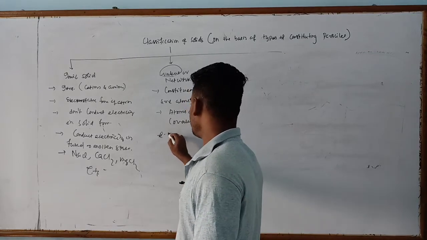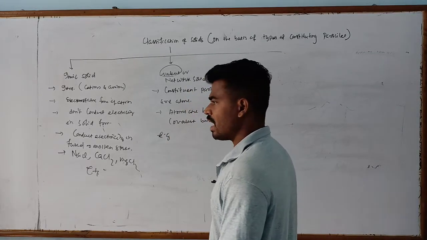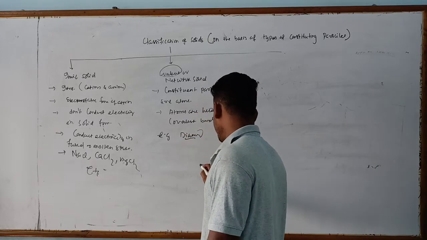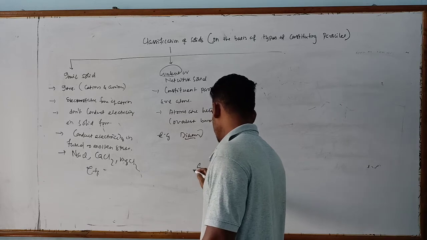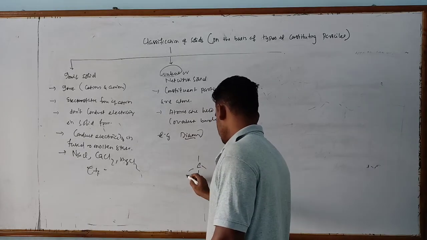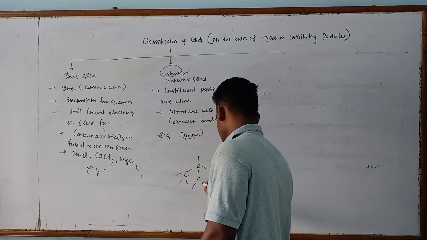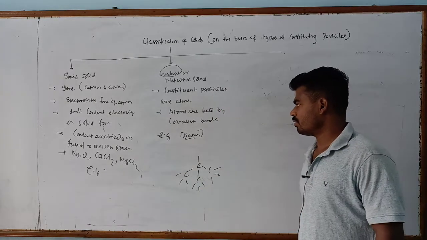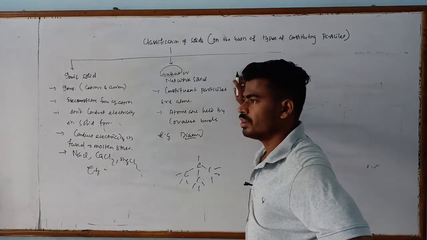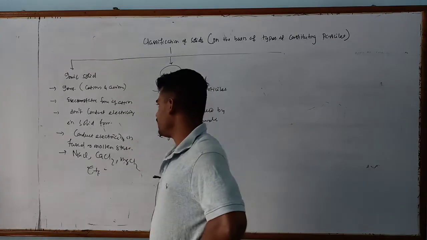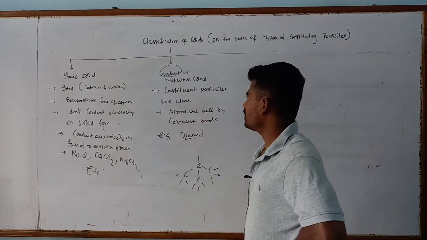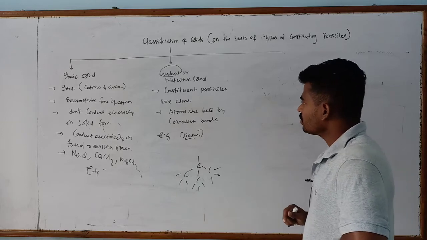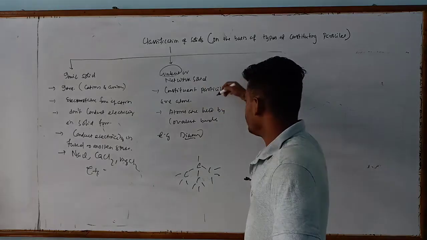Because why? You see, for example, if I consider diamond, graphite, each carbon atom is tetrahedrally arranged like this. So this is a covalent or network type solid. Ionic solids are very hard and rigid, but covalent solids are a little bit less hard than ionic solids. So these are your covalent or network solids.